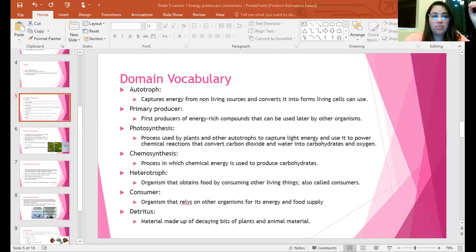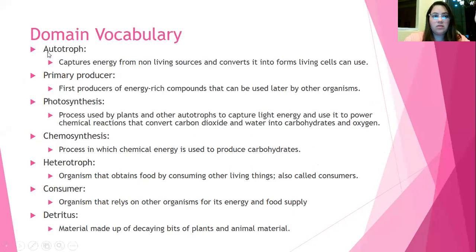Hi guys, welcome back. It is video 2 and I forgot to actually go through domain vocabulary. So that's where we're going to start for video 2. Keep in mind the completed PowerPoint is on Canvas, so you can always go back to that and look at all of these definitions in more detail.